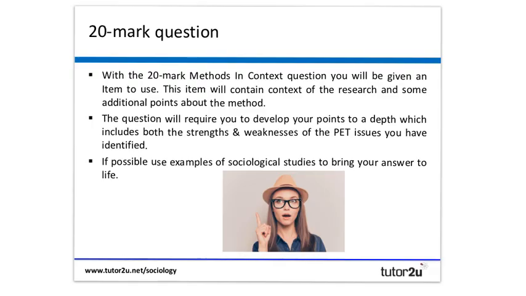Now, you are going to be given an item, so make sure that you're using the context of the research as well as the additional points used as retrieval cues within the research. The question will require you to develop your points to depth, which means that you have to include both strengths and weaknesses of the PET issues you have identified. If possible, use examples of sociological studies to bring your answer to life, just to show off your extra level of depth and information that you've got.